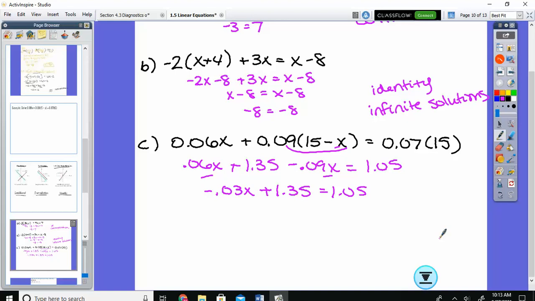Okay, so then what do we have to do? Subtract 1.35. And if you do that, you get a negative 0.03x equals a negative 0.3. And so then we divide by the negative 0.03. We should get a 10.